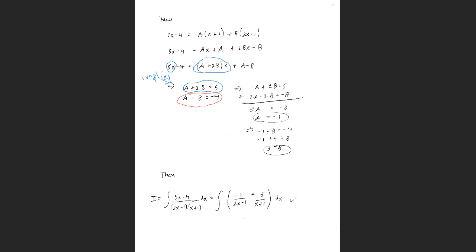Okay, and so I have 2 equations and 2 unknowns, right? That's algebra 2. So if I want to cancel the B terms out, I'm going to multiply through this second equation by 2. And so I'll get this result here. A plus 2B equals 5, and then 2A minus 2B equals -8. I'll add both of the equations, and the B terms cancel out. 3A equals -3, A equals -1.